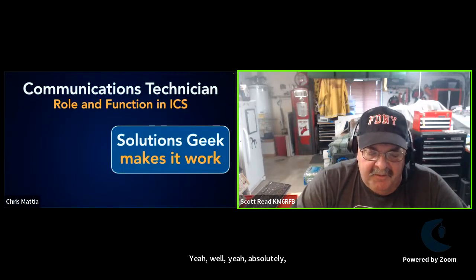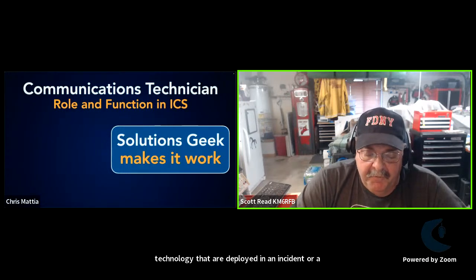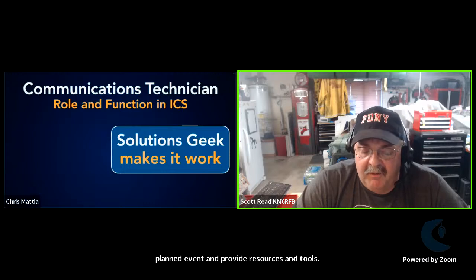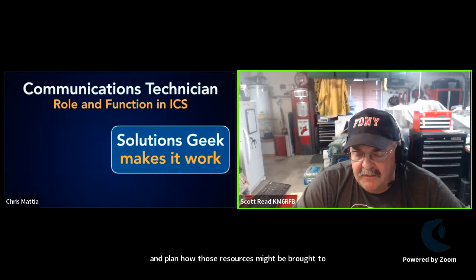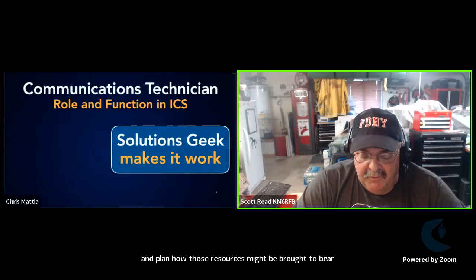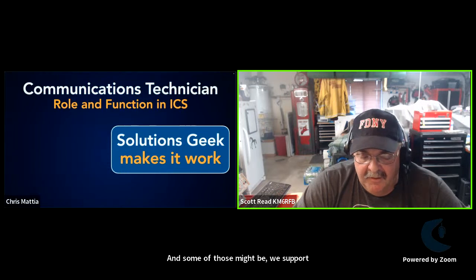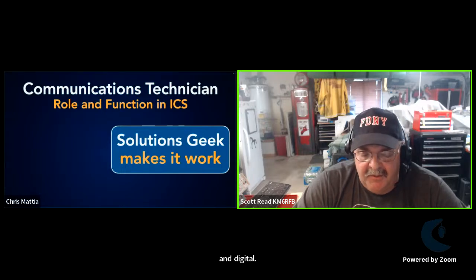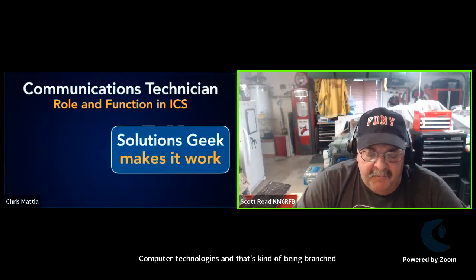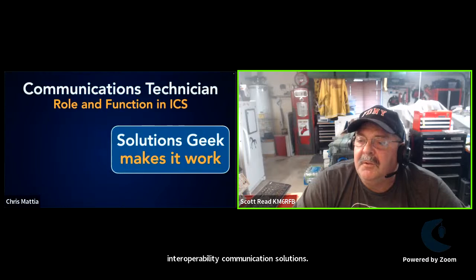So basically, the role of the ComT supports technology that is deployed in an incident or a planned event, and provides resources and tools to better understand what assets are available locally and plan how those resources might be brought to bear during times of crisis or the planned event. Some of those might be land mobile radio, public safety radio, satellite telephone, both analog and digital, computer technologies, which is being branched out into its own group, data, and then we provide interoperability communication solutions. How can we talk to the locals?